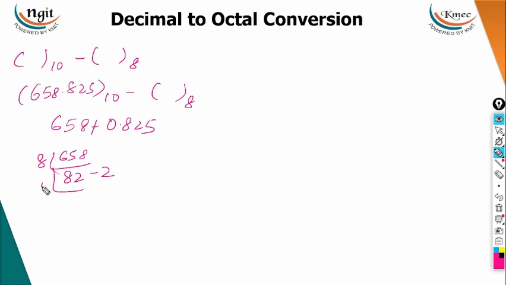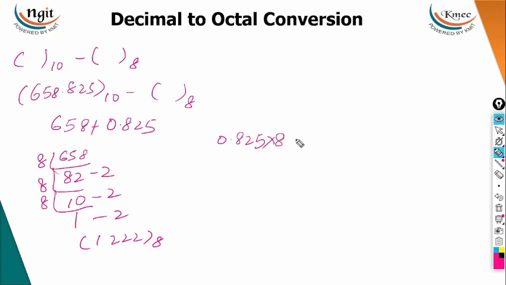Next, again 8 tens... 8 times 10 gives me 2 as remainder. Next, 8 ones are 8, 2 is the remainder. So my answer for 658 is 1222 to the base 8. Now I am left with 0.825, which can be converted to octal by simply multiplying with the required base, that is 8.